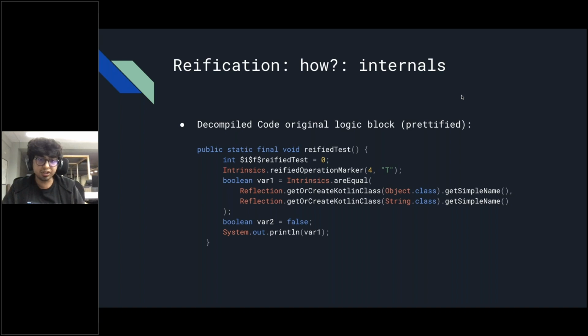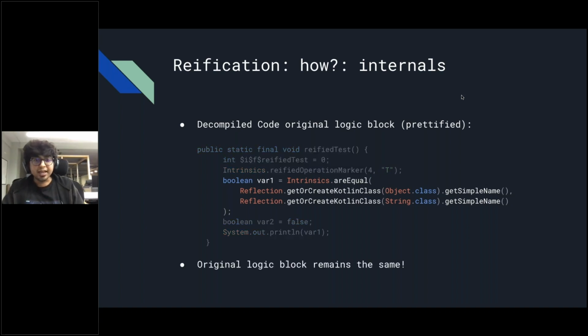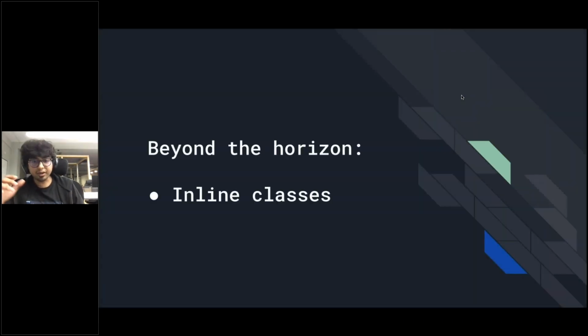So this is how the original Java bytecode looks, a kind of prettified version. Yeah, so that is how reification is kind of solved, not solved, but kind of handled via Kotlin and the inline keyword. It does not stop there. The concept of inline functions can be ported to classes as well, and inline classes have been in preview for a couple of months, I believe a year or so.